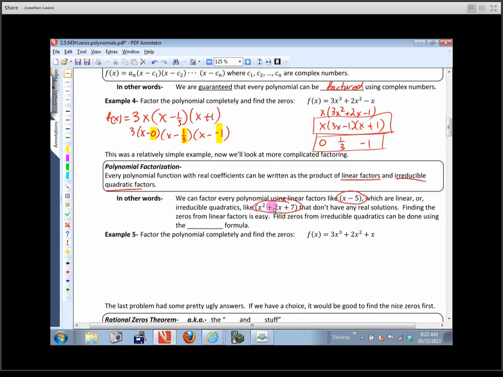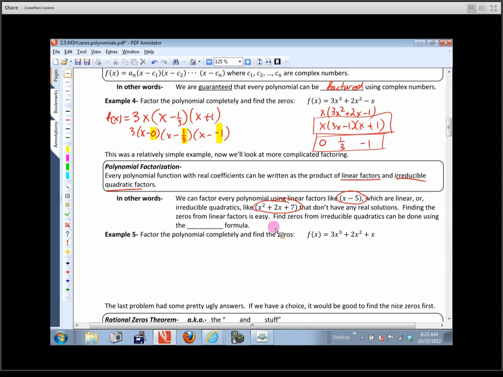Now, why would we call this an irreducible quadratic? Because it doesn't factor. Can you find two numbers that multiply to be positive 7 that combine to be positive 2? No. Now, does that mean there aren't any answers that come from that? No. What could we always use to solve a quadratic? Quadratic formula. So there are answers in there. It just doesn't factor. So that's why we call it irreducible.